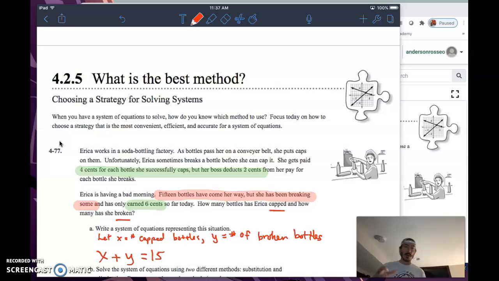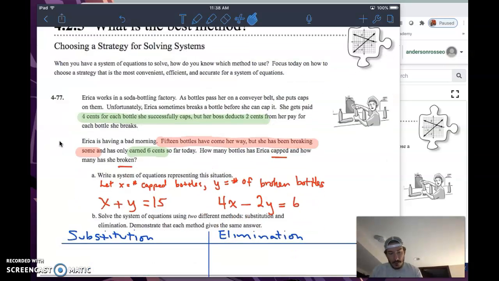So what I'm going to go ahead and do here is take all that information and assemble it. I know she gets 4 cents for each capped bottle. That's a rate, so I'm going to multiply it by the number of bottles she caps. For me, that's X. Now, normally we'd add to it, but because her pay for broken bottles is deducted, I'm not adding here. I'm going to be subtracting, right? Deduct, remember, is that word that means we're taking away. And her boss is going to deduct 2 cents for each broken bottle. Now, finally, we're given some information in that second paragraph that says she has earned a total of 6 cents.